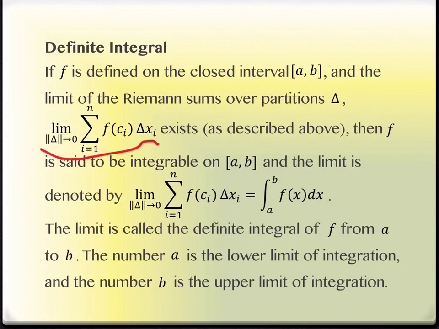The limit is denoted as the limit of the absolute value of delta approaches 0 of the summation from i equals 1 to n of f of c sub i, delta x sub i, equals the integral from a to b of f of x dx. Now that looks somewhat familiar. That looks like section 1, right?